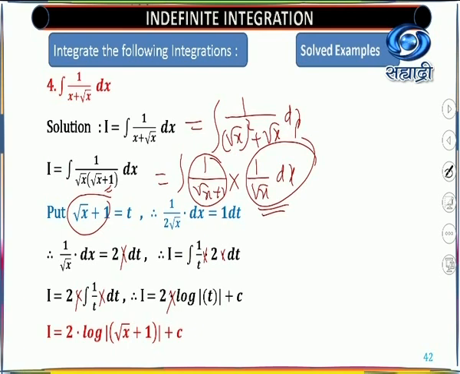Here you are able to simplify this also as log of root x plus 1 its square. Once it is a square, you know that you should not write a mod, because for all numbers, square is always positive. So log of root of x plus 1 square plus constant of integration. These two answers are correct. We'll stop here. We'll continue in the next lecture.